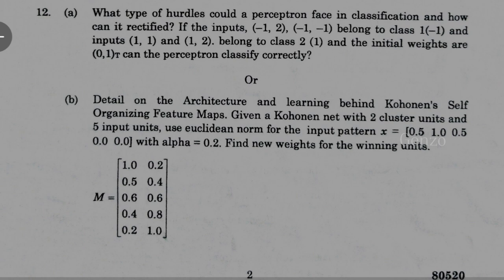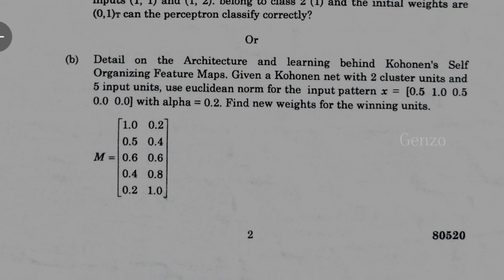Or 12b. Detail on the architecture and learning behind Kohonen self-organizing feature maps. Given a Kohonen net with 2 cluster units and 5 input units, use Euclidean norm for the input pattern x equal to 0.5, 1.0, 0.5, 0.0, 0.0 with alpha equal to 0.2. Find new weights for the winning unit. W equal to 1.0, 0.2, 0.5, 0.4, 0.6, 0.6, 0.4, 0.8, 0.2, 1.0.